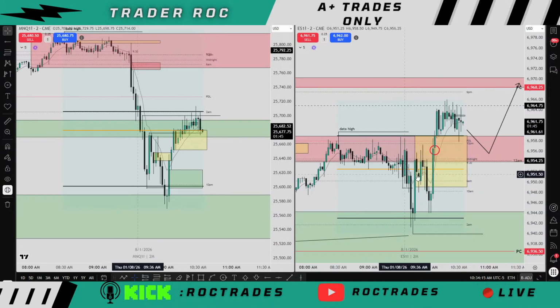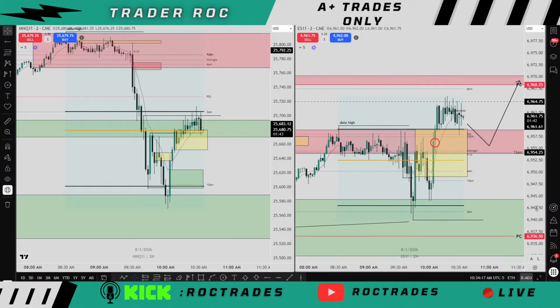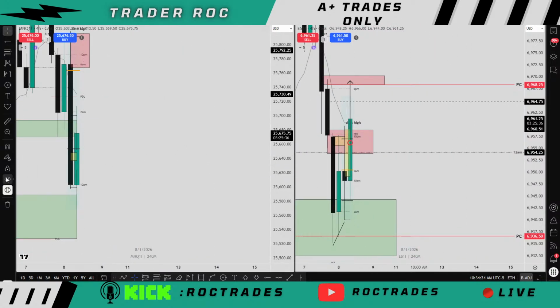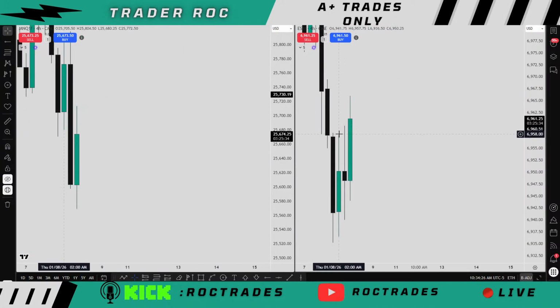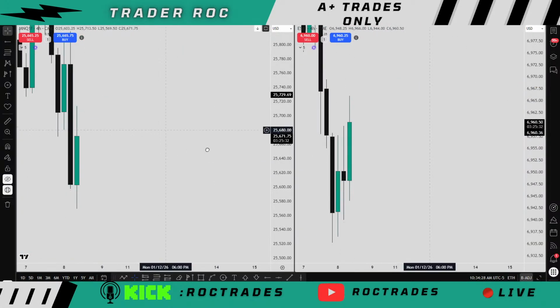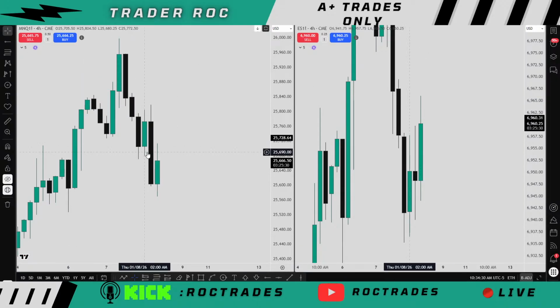Definitely a ton of patience needed for today. As you can see, price hasn't gone anywhere. If we're looking at the 4-hour chart, where's that next 4-hour level? All right, so we've already taken out... Yeah, look at the SMT, man. We've taken out that previous 4-hour high on ES. Nowhere near it over here. And then same thing, we've taken out that previous 4-hour low.